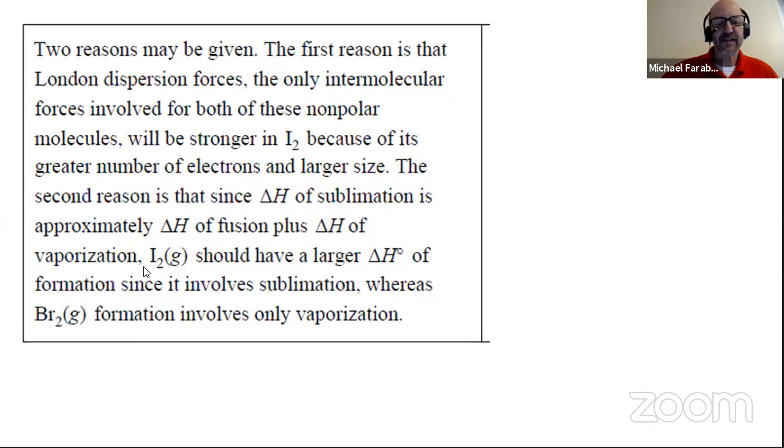And then the second reason is that the delta H of sublimation is approximately the delta H of fusion, which is melting, so solid to liquid, plus vaporization, liquid to gas. So because it involves going from a solid all the way to a gas, it should require more energy to go from iodine solid to iodine gas, whereas with bromine, you are just going from a liquid to a gas.